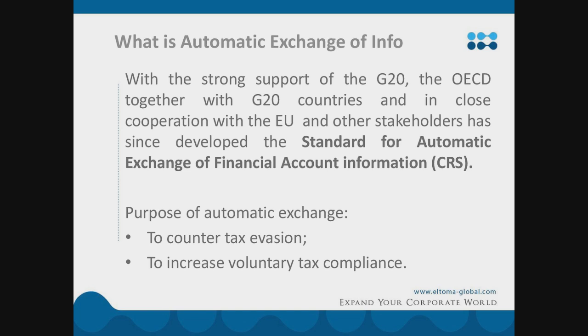So what is the automatic exchange of information? In broad terms, the financial institutions report information to the tax administration in the jurisdiction in which they are located. The information consists of details of financial assets they hold on behalf of taxpayers from jurisdictions with which the tax administration exchanges information. The tax administrations then exchange that information.